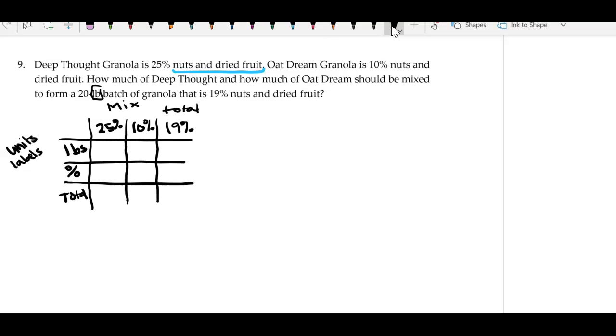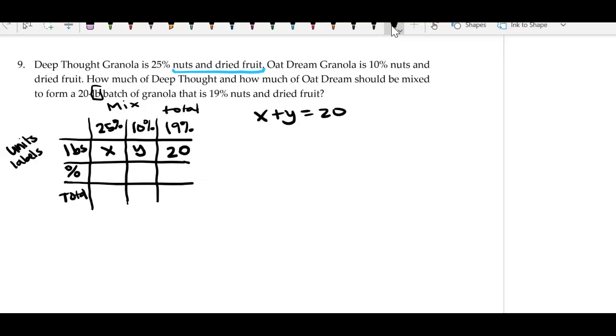Okay, now that we've got that all labeled, let's look at the pounds. What do we know about the pounds? At the end, we'll need 20 pounds, so we know the total has to be 20. Do we know how many pounds of the 25%? Nope, so I'm going to call that X. That's one of the things I'm trying to find. And how many pounds of the 10%, I'll call Y. That makes my first equation: X plus Y equals 20.